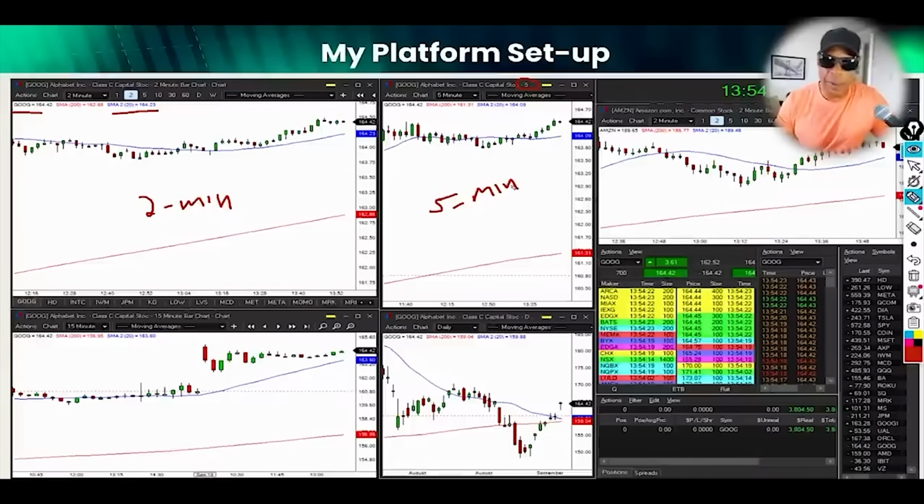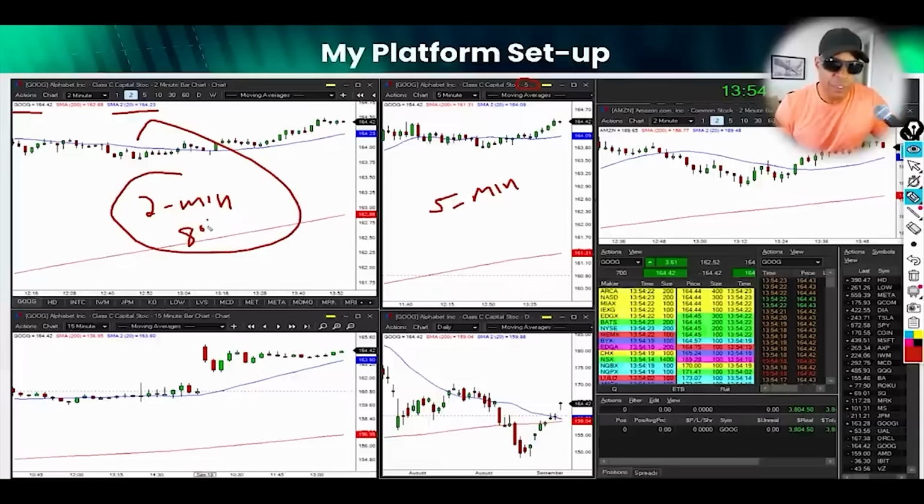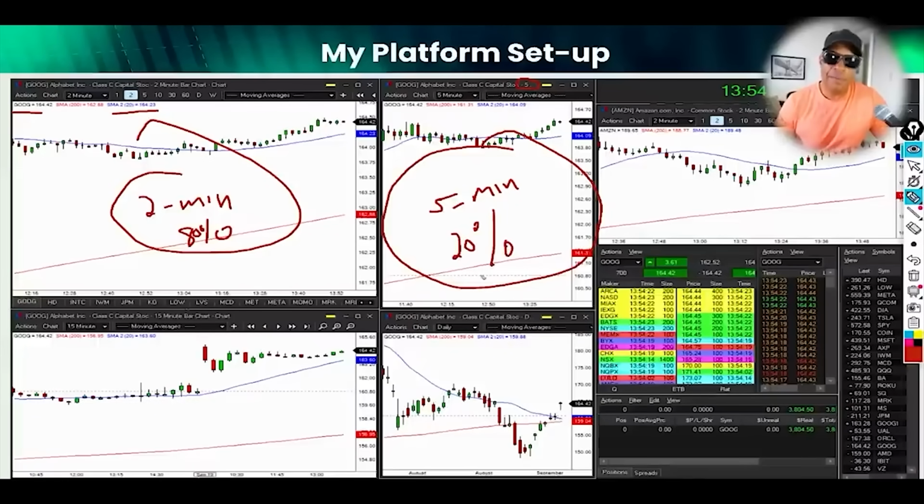My 2-minute and my 5-minute are my battle time frames. They're the time frames that I place the majority of my trades on. I place like 80% of my trades based off of what I identify on the 2-minute. The other 20% come from what I identify on the 5-minute. These are my 2 battle time frames.